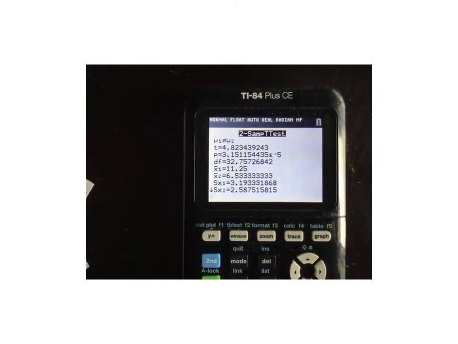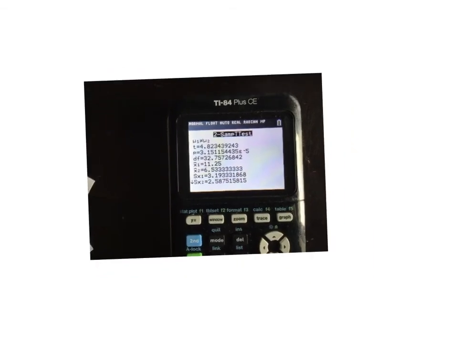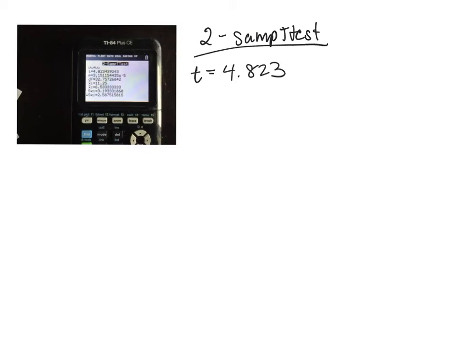So I'm going to write that down. This is our important information. Now you can't take a picture of it, so you have to write it all down. We're going to say that our two-sample t-test, and we're going to write t equals 4.823 and p equals 3.15 times 10 to the negative 5. Don't leave that part off. It's really important. And then we want to write our degrees of freedom are actually 32.757, which is really close to the 33 estimate.